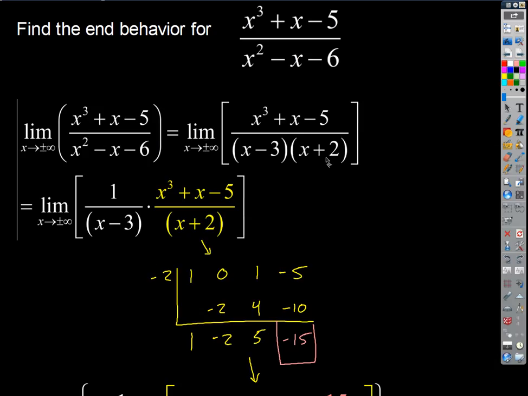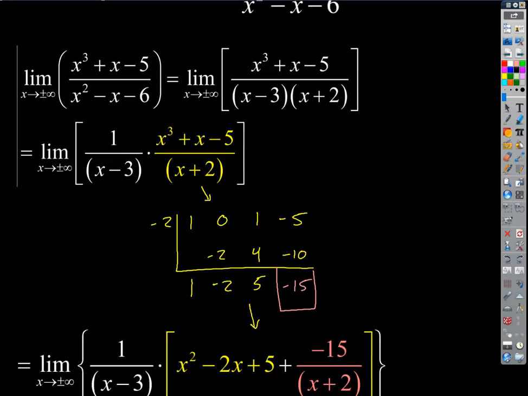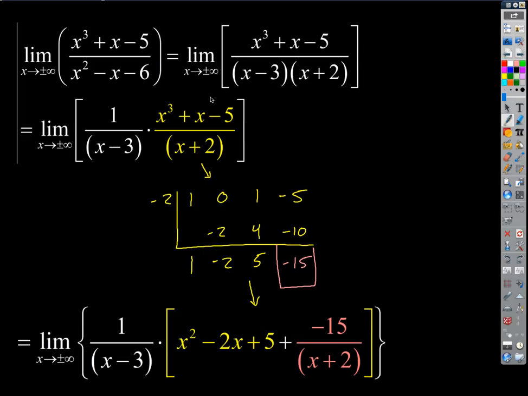This is only going to work if we're trying to find end behavior. Otherwise, we couldn't do this. But if we're taking a limit as x approaches plus or minus infinity, then this guy right here is really easy to do synthetically, right? I've got a linear factor on the bottom, and so my coefficients are 1, 0, 1, -5. Put the 0 at the bottom out front, and I can pretty easily get this result, right? So that corresponds to x squared minus 2x plus 5 plus -15 divided by x plus 2, right? Okay, so we make that conversion.